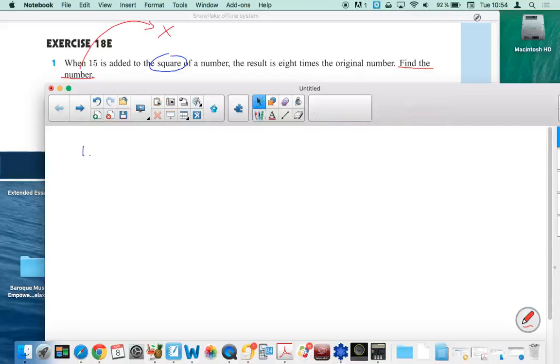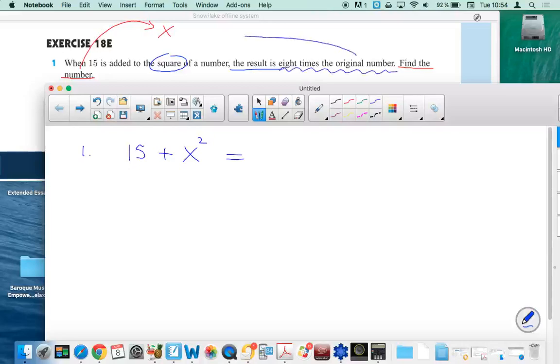When 15 is added to the square of a number, when 15 is added, and we've already said our number is x, to the square of a number, the result, in other words, it equals 8 times the original number. Now the original number is what we said was x. So 8 times the original number is 8x. And there, suddenly, we've taken all that writing and we've turned it into the language of mathematics. And all we need to do now is solve it.